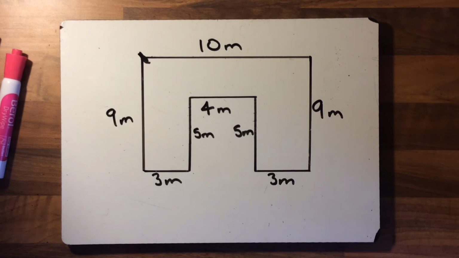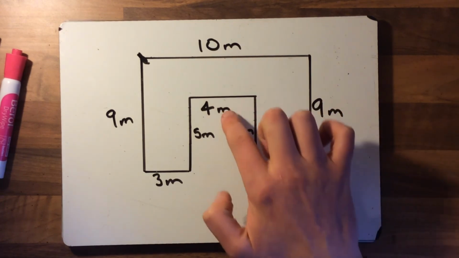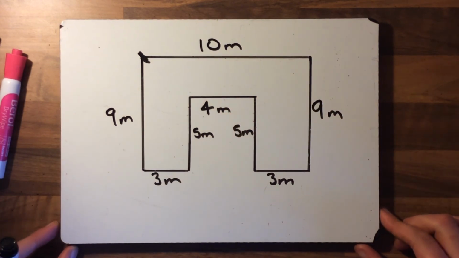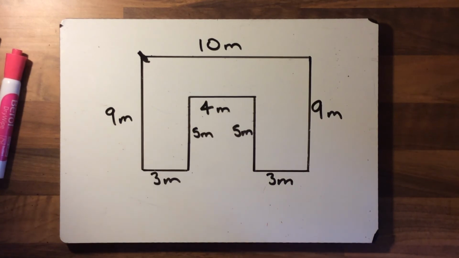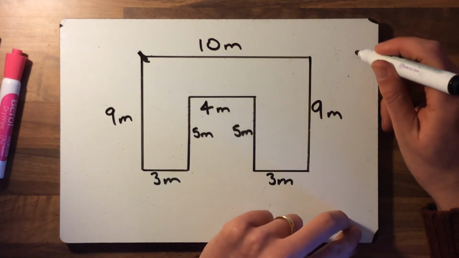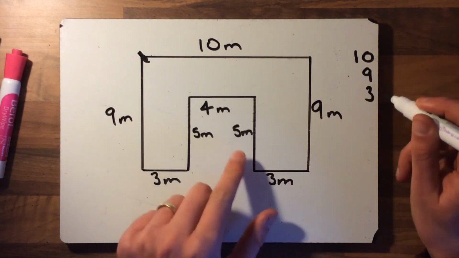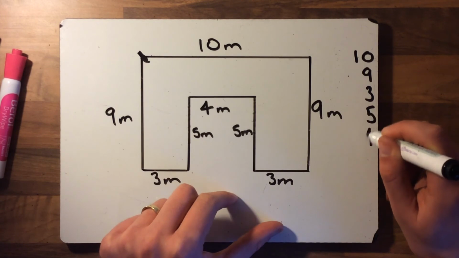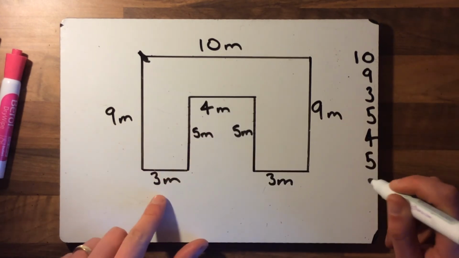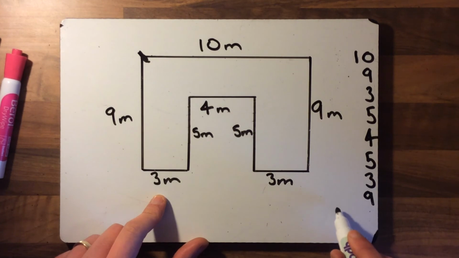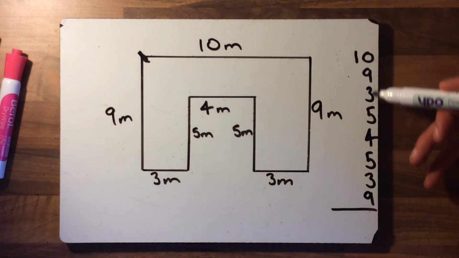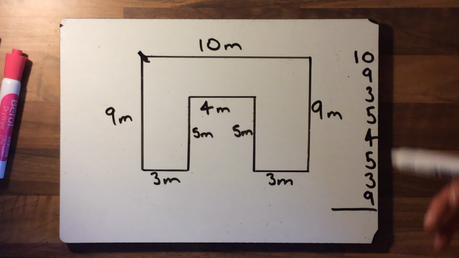Okay, so we can add these up. Now sometimes when you've got quite a few numbers to add, you've got 1, 2, 3, 4, 5, 6, 7, 8 edges to add. Sometimes you might struggle to hold all that information in your head. So what you could do is write these down as an addition. So if I was to write these down, 10, 9, 3, 5, 4, 5, 3, and 9, you could add them up that way, so you don't lose track of where you're up to if you wanted to.